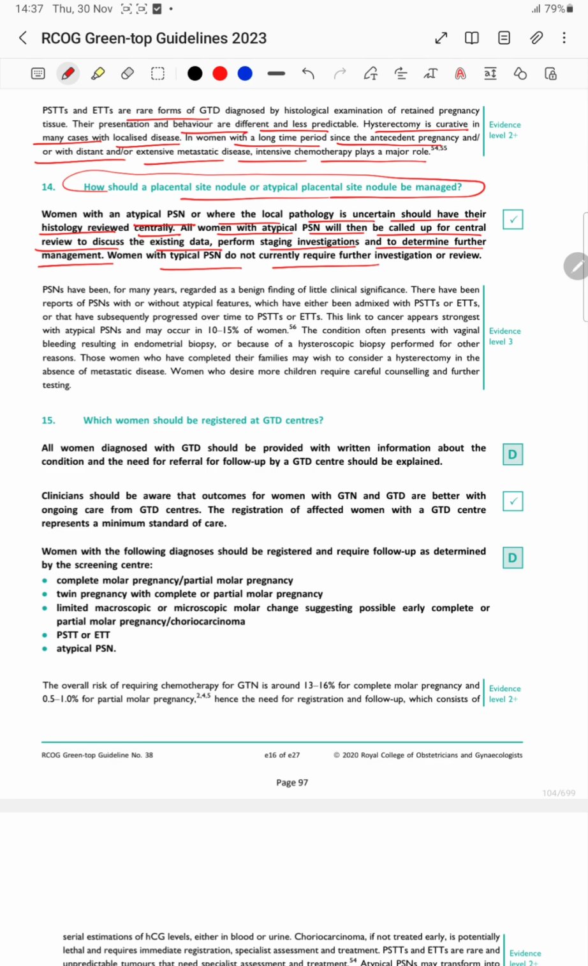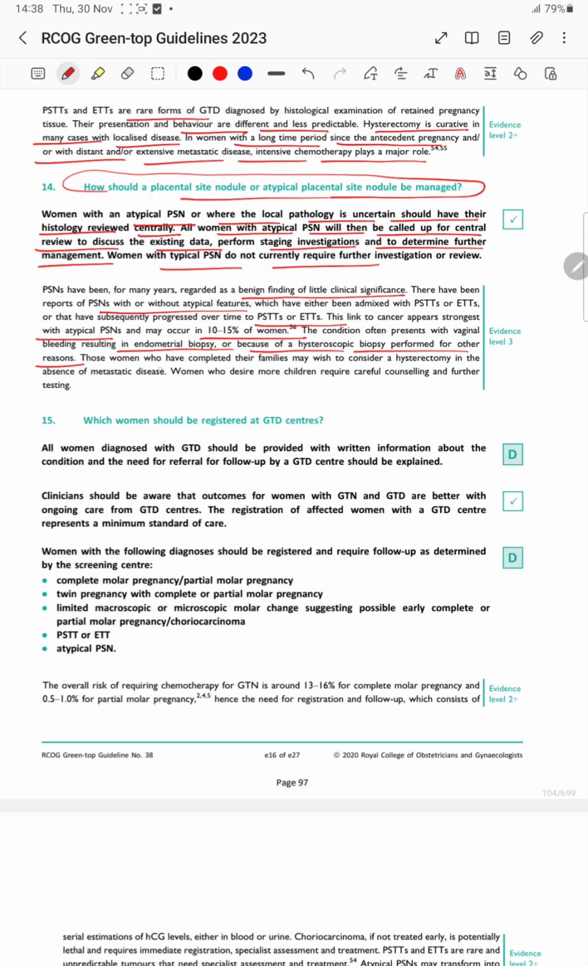PSNs have been regarded for many years as a benign finding of little clinical significance. There have been reports of PSNs, with or without atypical features, which have either been admixed with a PSTT or ETT, or subsequently progressed over time to PSTTs or ETTs. This link to cancer appears strongest with atypical PSNs and may occur in 10 to 15% of women. The condition often presents with vaginal bleeding, resulting in an endometrial biopsy, or because of a hysteroscopic biopsy performed for other reasons.